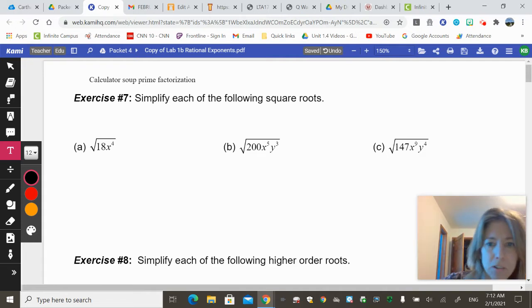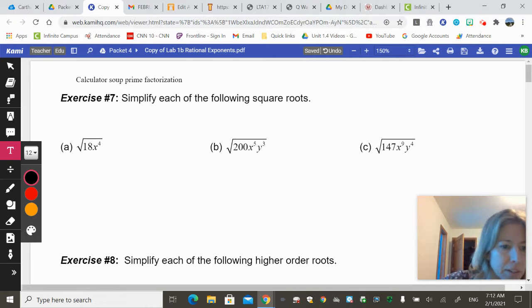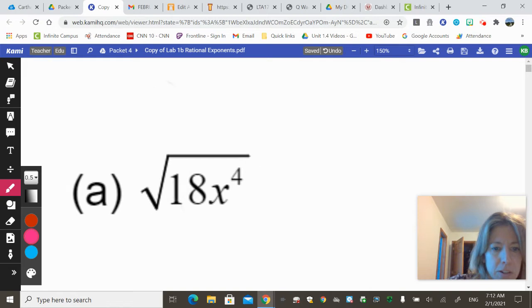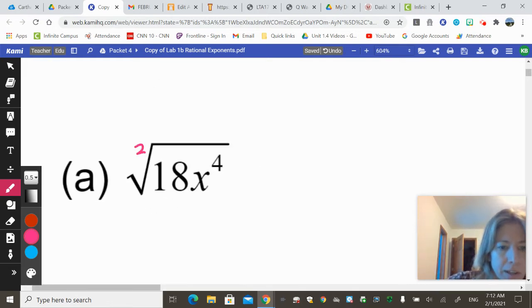Now, remember when it says square roots, that's specifically the root of 2, right? When there's no root number, there's actually a root of 2, and that's the smallest square. You can't have a first root.